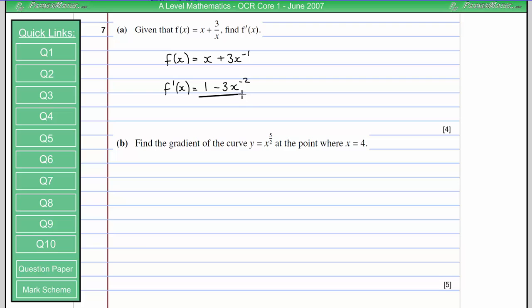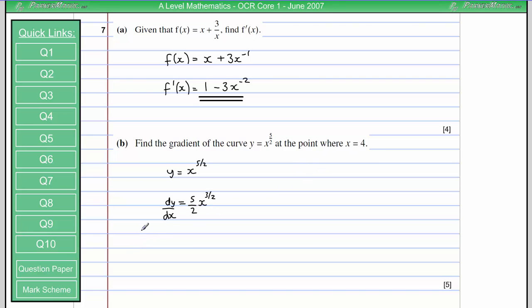Part B, find the gradient of the curve y equals x to the 5 over 2 at the point where x equals 4. So we'll start by rewriting our function. We've got x to the 5 over 2. So the gradient is going to be dy dx. If you want to find the gradient of a curve, you differentiate it. So remember the rule. Multiply by the power. That's going to give us 5 over 2x. And then reduce the power by 1. This means 5 halves. Reduce that by 1. You get 3 halves or 3 over 2.